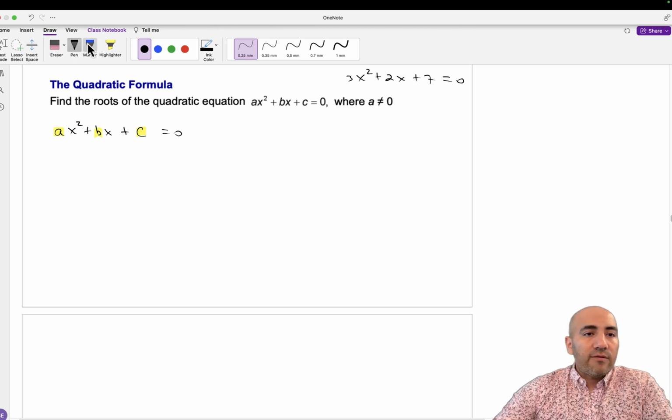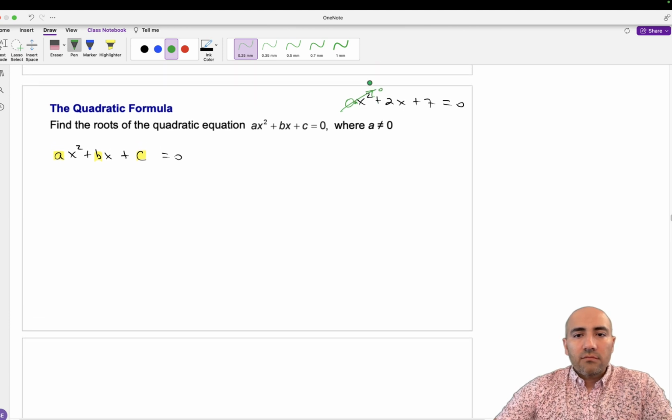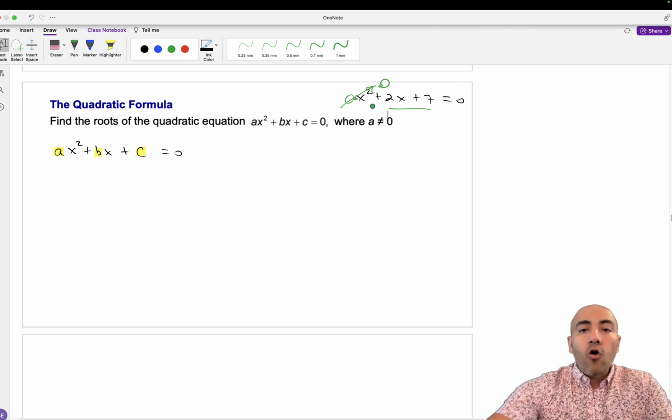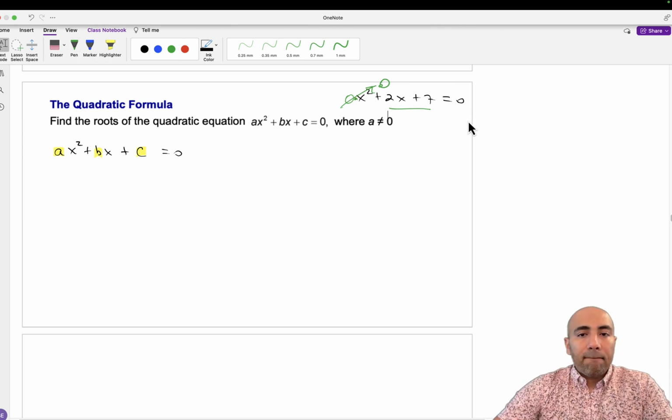right? That's because if the leading number in front of the x squared was a 0, well then this whole thing would be 0, and then this whole thing would be 0, and then we wouldn't have a quadratic anymore. We would only have a linear equation. So it just prevents us from overly simplifying the statement.